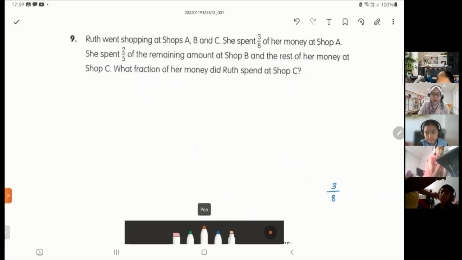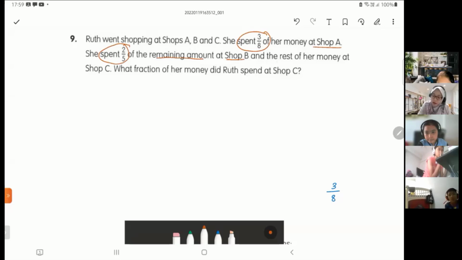Ruth went shopping at shops A, B, C. She spent 3/8 of her money at shop A. She spent 2/5 of the remaining amount at shop B and the rest of her money at shop C. What fraction of her money did Ruth spend at shop C?